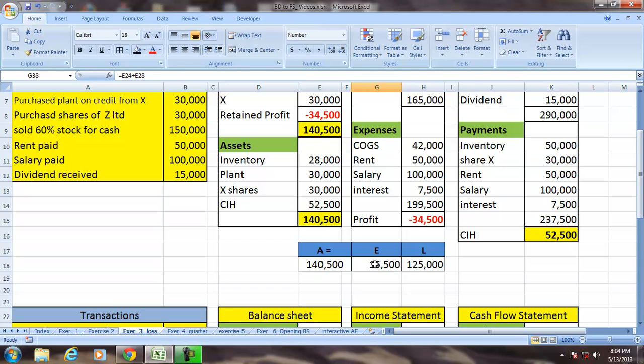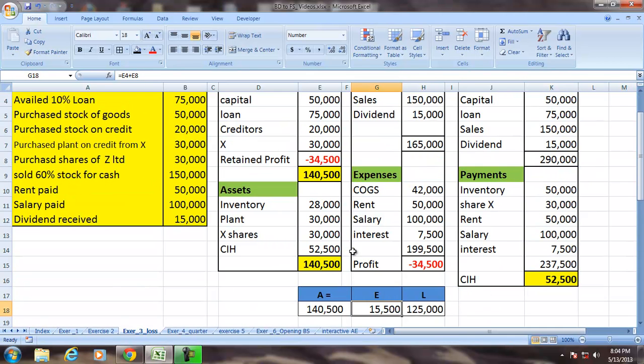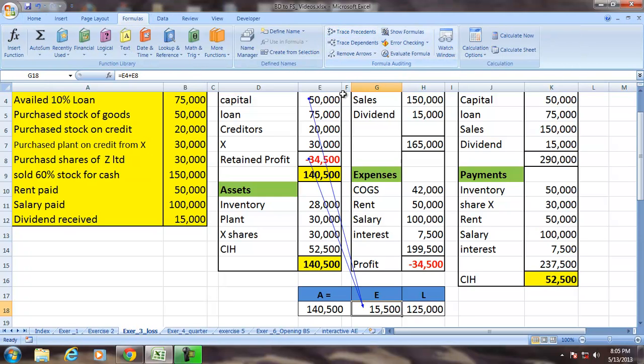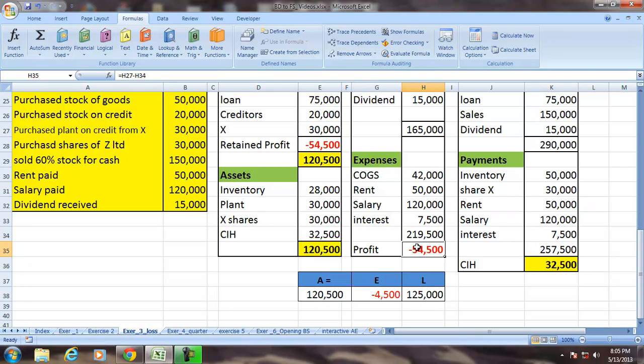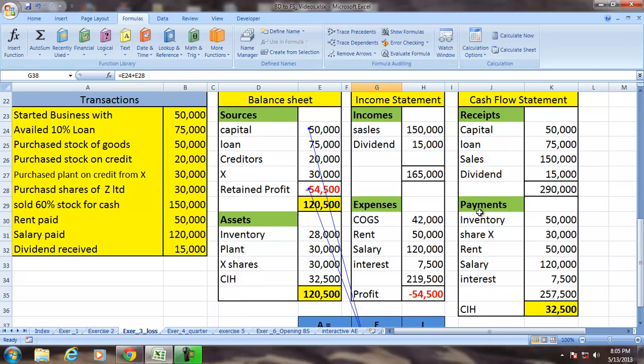In this case, equity has come down. The equity is 15,400, which is capital plus the retained profit. So the retained profit or the losses, the negative profits, are less than the capital. So still you have a positive equity. Whereas in this case, the negative profit is more than the capital, so the equity has become negative.